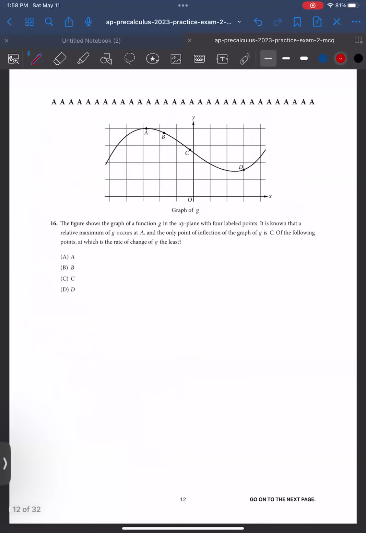All right, this is probably going to be our last one. The figure shows the graph of a function g in the xy plane with 4 labeled points. It is known that a relative maximum of g occurs at A, and the only point of inflection of the graph of g is C. Of the following points, at which is the rate of change of g the least? Oh, this is an interesting question.